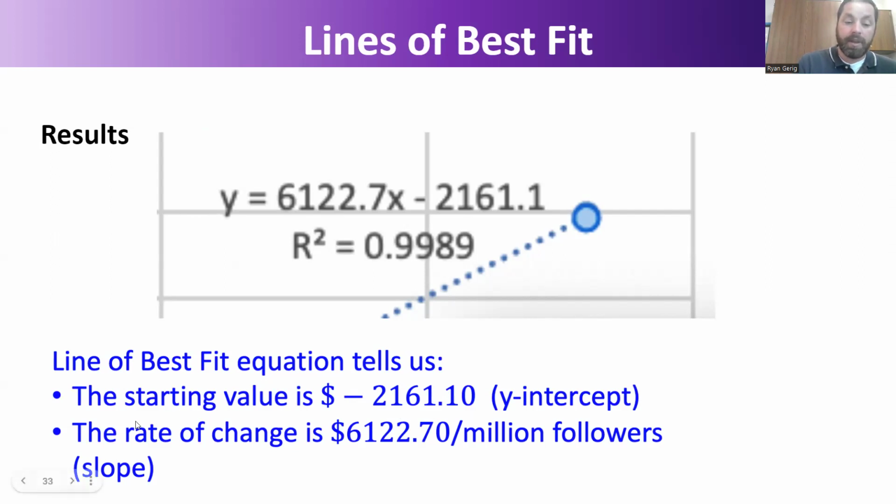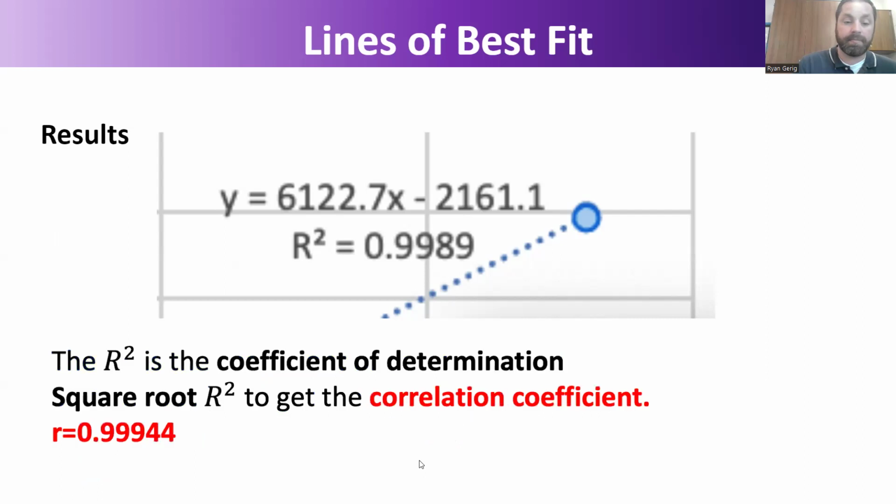Okay, the rate of change is $6,122.70 per million followers. So for every million followers you get, you will gain $6,122.70. Now, let's move on to the R squared part. R squared is the coefficient of determination. The square root of R squared gets the correlation coefficient. So if I take the square root of 0.9989, I will get 0.99944.